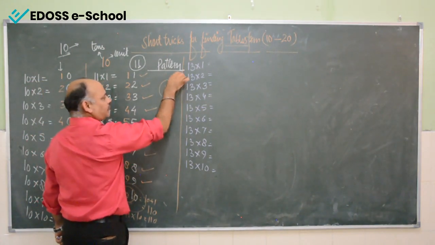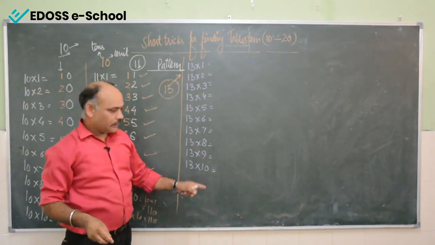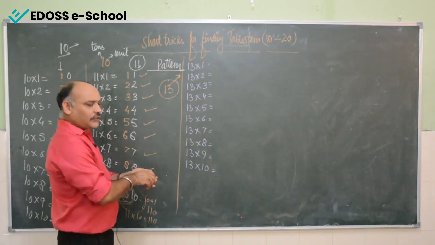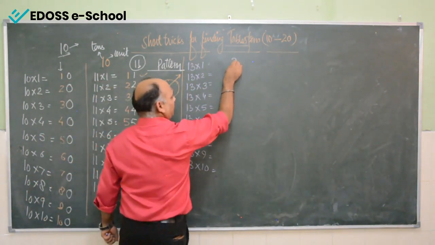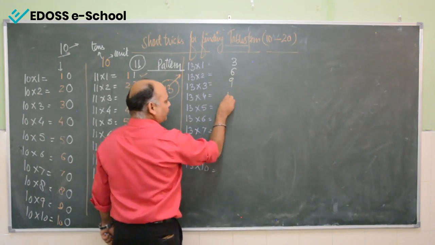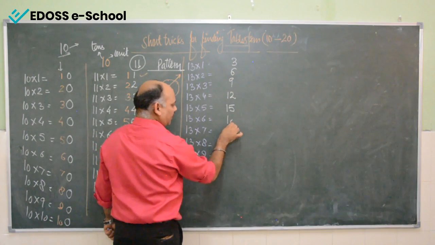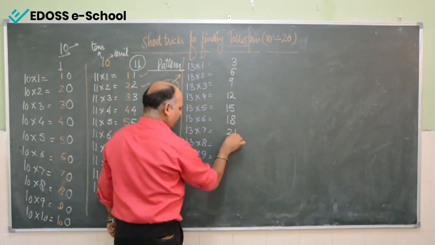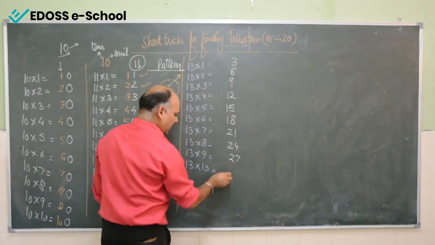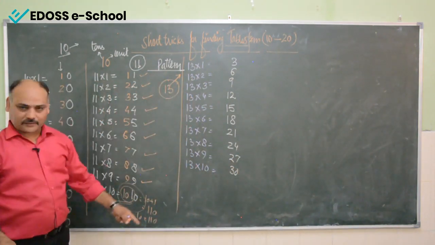The unit digit is equal to 3. That means first you have to make the table of 3. Then when you are writing the table of 3, you have to write 3 1s are 3, 3 2s are 6, 3 3s are 9, 3 4s are 12, 3 5s are 15, 3 6s are 18, 3 7s are 21, 3 8s are 24, 3 9s are 27, and 3 10s are 30. First you have to write the table of 3.